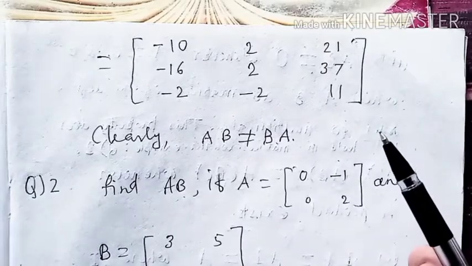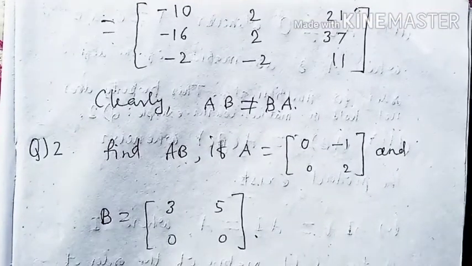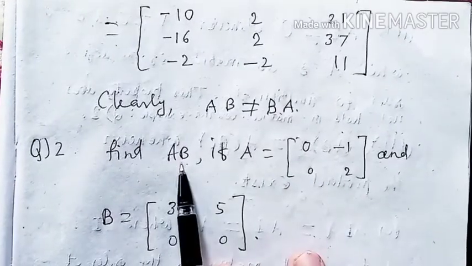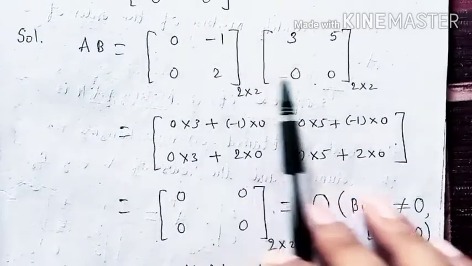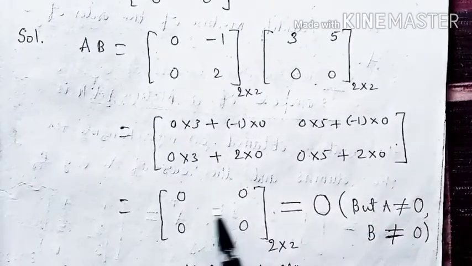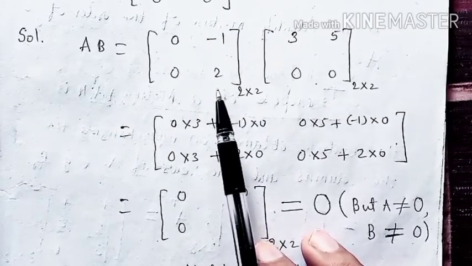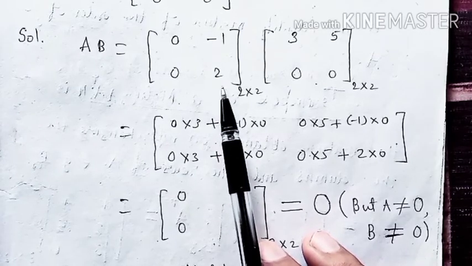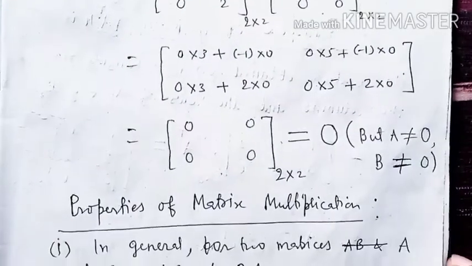Now we have an interesting example in the case of the product of two matrices. Here these two matrices are non-zero matrices, but we can see that the product AB is 0. This is a matrix A, this is another matrix B. After multiplication we have a null matrix. So we can say that in matrix multiplication there are some examples where the product of two non-zero matrices is a zero matrix. Now let us discuss properties of matrix multiplication.